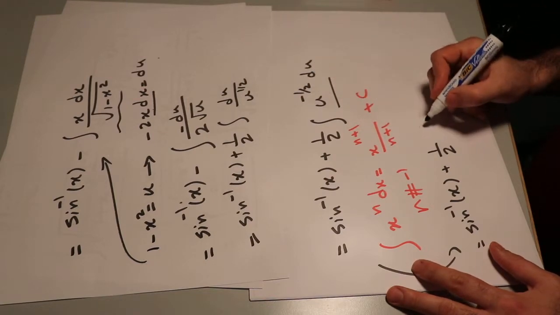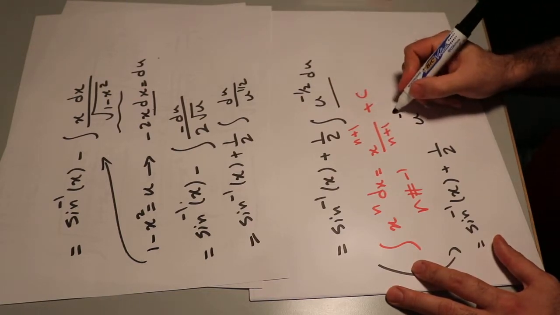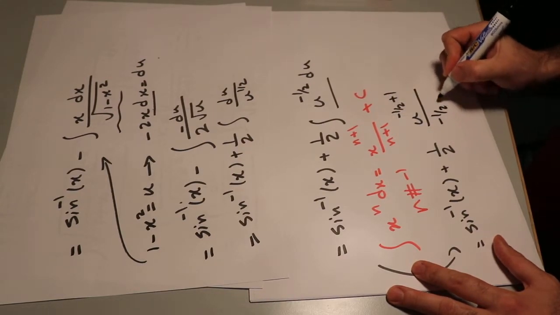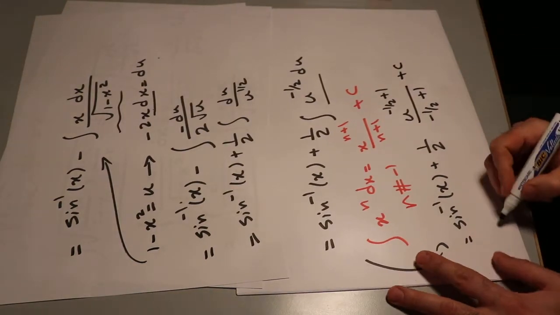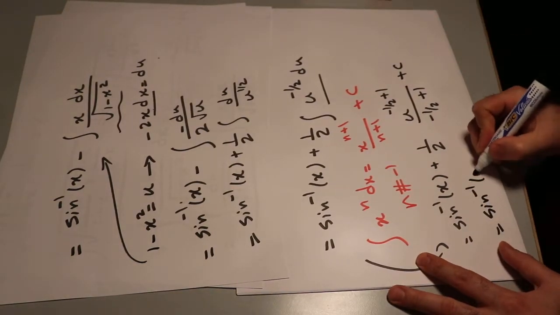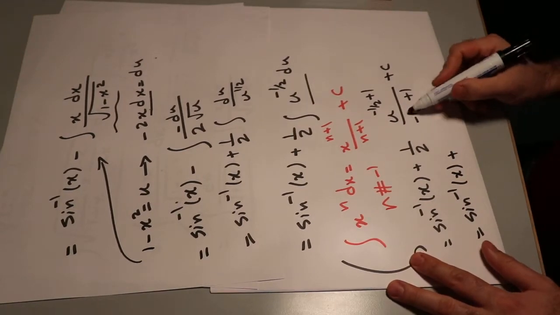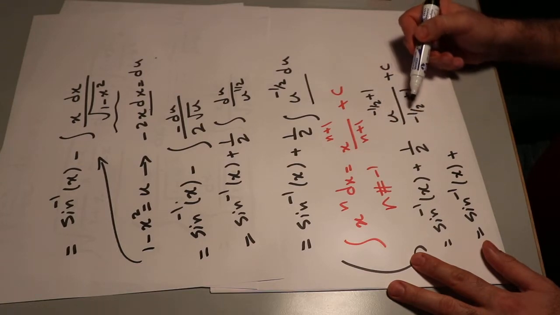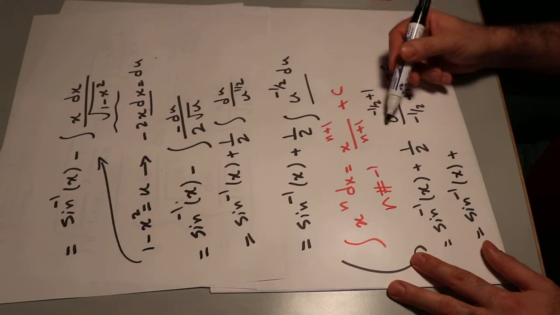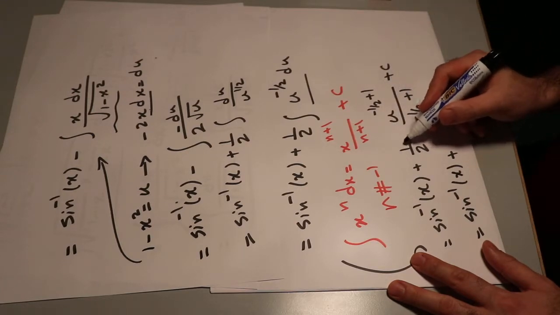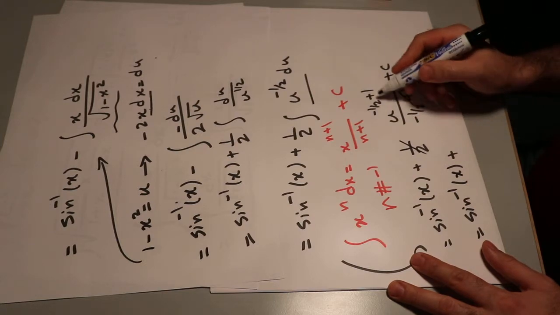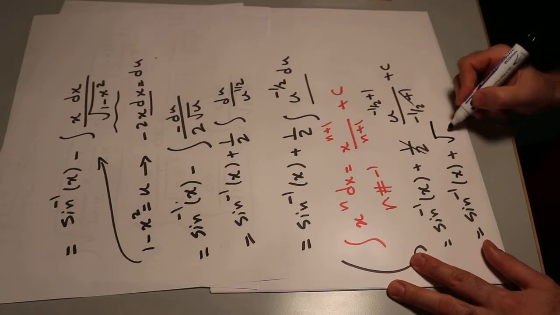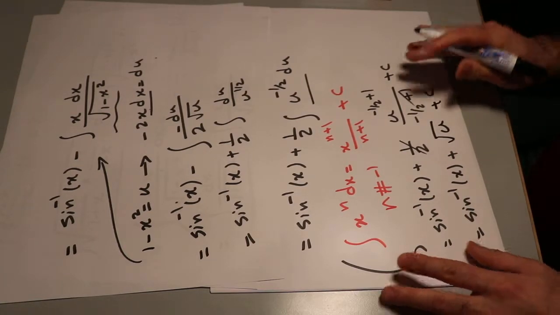u to the power of n plus 1, that is u to the power of minus 1 divided by 2 plus 1, divided by n plus 1, that is minus 1 divided by 2 plus 1, plus c, which is equal to inverse sine of x plus, so minus 1 divided by 2 plus 1 is 1 divided by 2, and 1 divided by 1 divided by 2 will be 2, times 1 divided by 2 will be 1. So this will be basically cancelled out. u to the power of minus 1 divided by 2 plus 1 is 1 divided by 2, or in other words, the square root of u. Okay, plus c, that's the constant of the integral.